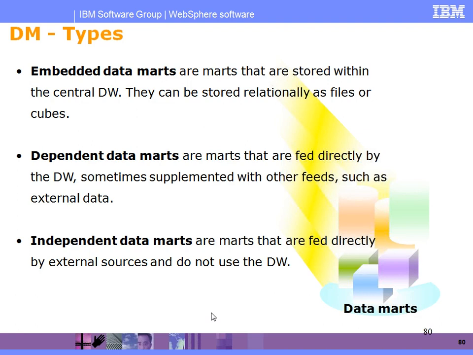What are the different types of data marts while implementing a warehouse? Depending upon the approach we follow while implementing the warehouse, these data marts are there: embedded data marts, dependent data marts, independent data marts. What is an embedded data mart? Embedded data marts are the data marts that are stored within a centralized data warehouse. If the marts are maintained within the data warehouse itself, we simply call them embedded data marts.